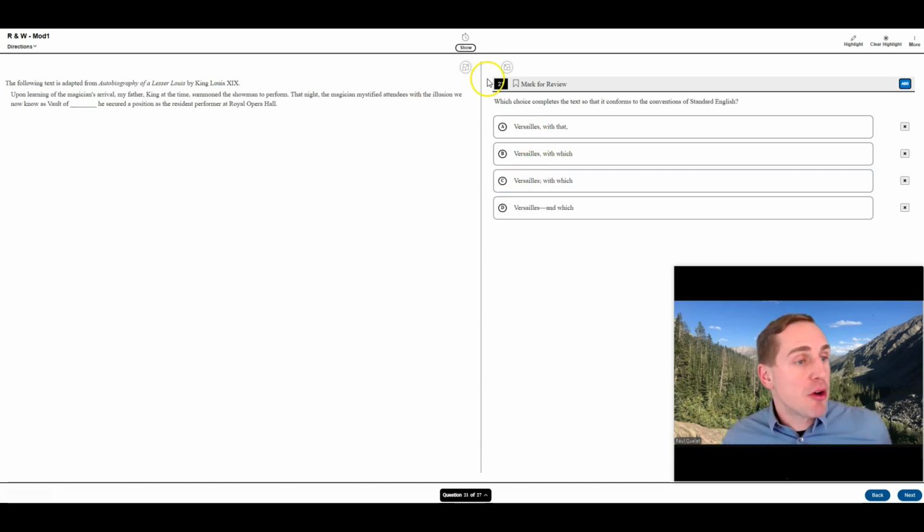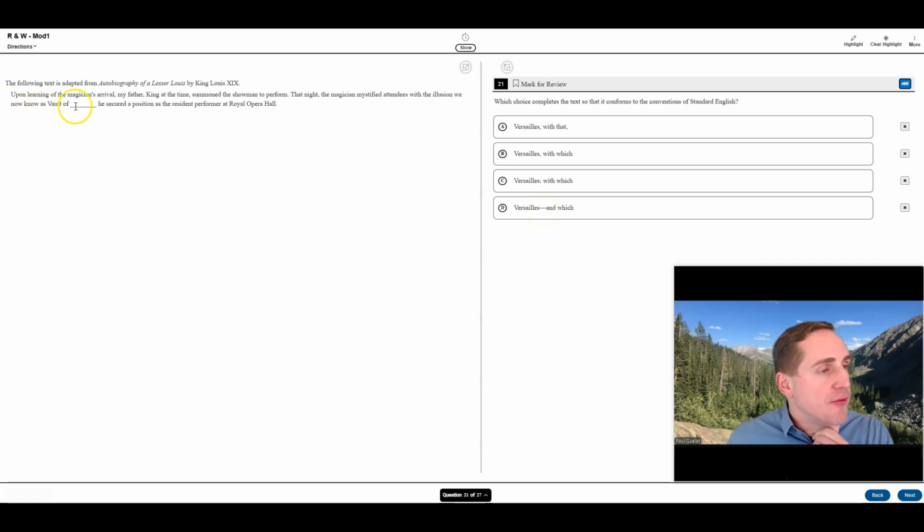Again, standard English grammar. Which choice completes the text so it conforms to the conventions of standard English? We're talking about Versailles and with or which and maybe that. This comes from A Lesser Louis, which is about Louis XIV. Upon learning of the magician's arrival, my father, king at the time, summoned the showman to perform. That night the magician mystified attendees with the illusion we now know as vault of blank. He secured a position as the resident performer at the Royal Opera Hall. Okay, now known as Vault of Versailles, and then we're going to do comma, or semicolon, or en dash.